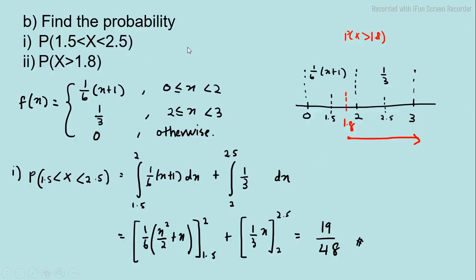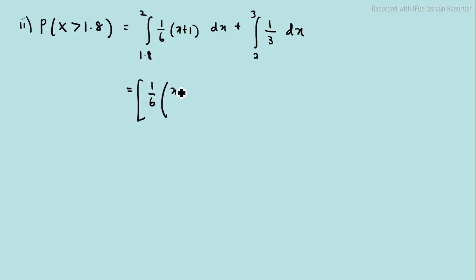Okay, so integrate from 1.8 to 2. Kenapa saya stop sampai 2? Sebab fungsi kita dah berubah. 1.8 hingga 2, fungsi saya adalah 1/6 x tambah 1 dx, tambah, daripada 2 ke 3, fungsi saya adalah 1/3 dx. So now kita akan buat 1/6, x squared over 2 plus x.